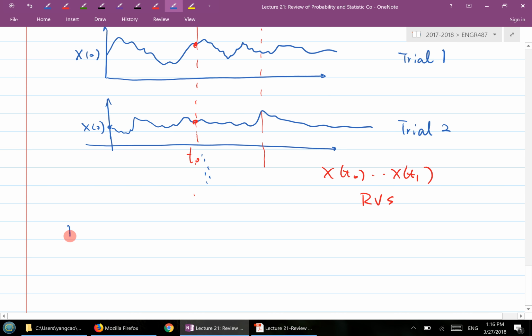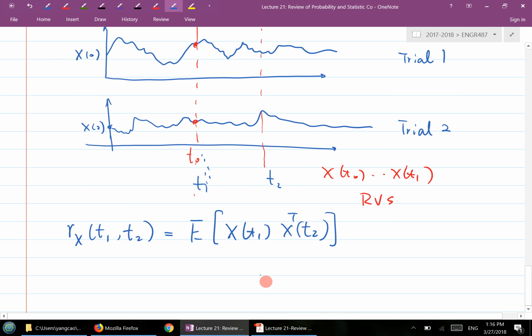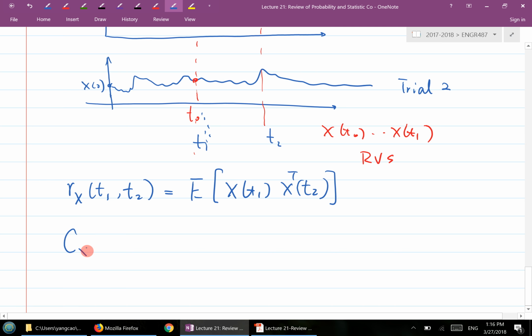So maybe you can calculate the correlation between two random variables at t1 and t2, and you have the same formula. You have x at t1, that random variable, times x at t2 transpose, that random variable here, right? So let's say this is t1, this is t2. That's how you compare the correlations. And you can also compare the covariance between two random variables.